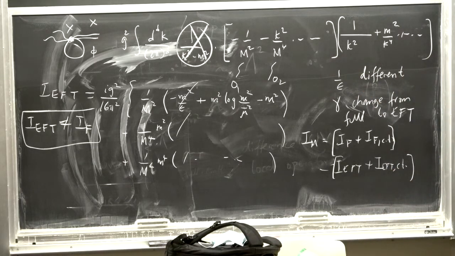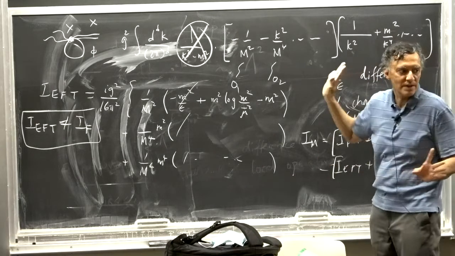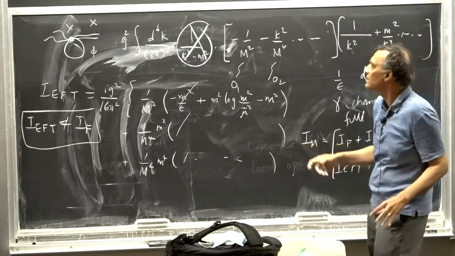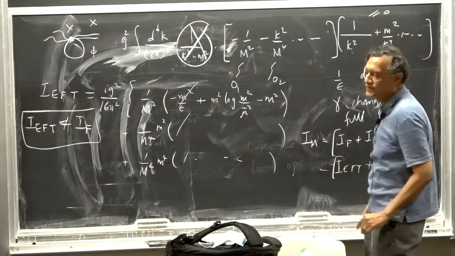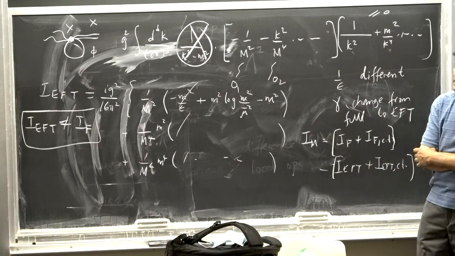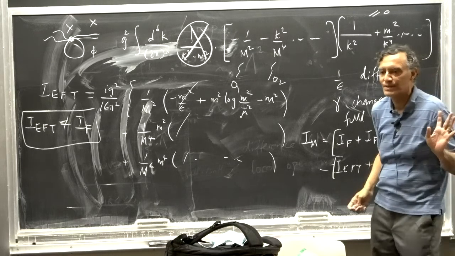It's 0. In dim reg, there is no scale. All the propagators are pure k squareds. And if you go look at the dim reg formula, if you set the little m squared to 0, this integral is just 0. Every term is 0.